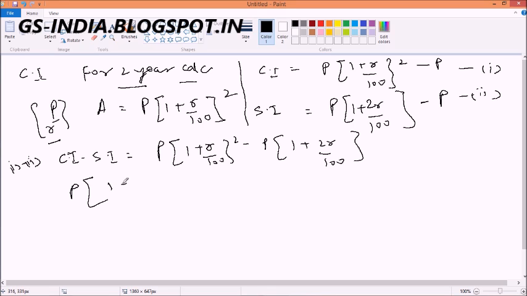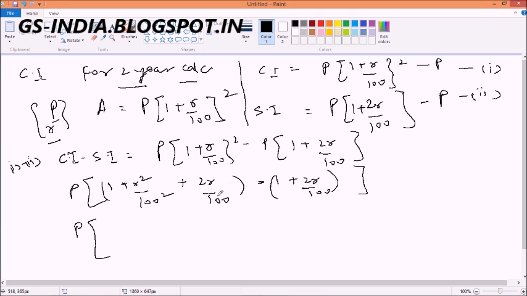If I expand this bracket, I will get 1 plus R square by 100 square plus 2R by 100, minus, this is simply 1 plus 2R by 100, bracket closed. Now you can see this 1 is going to cancel this 1. This 2R by 100 is going to cancel this 2R by 100, and I will be left with R square by 100 square.